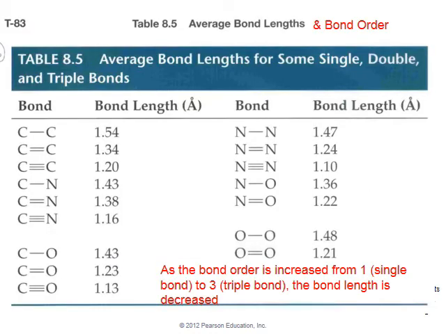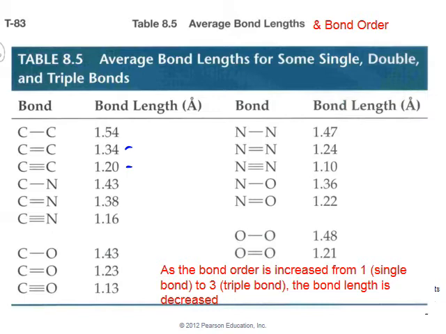In this table, we are looking at different types of bonds, like carbon-carbon single bond and their length. 1.54 is single bond. Double bonded carbon has 1.34 angstrom. Triple bond has 1.20. So as number of bonds is increased between two atoms, the length gets shorter.